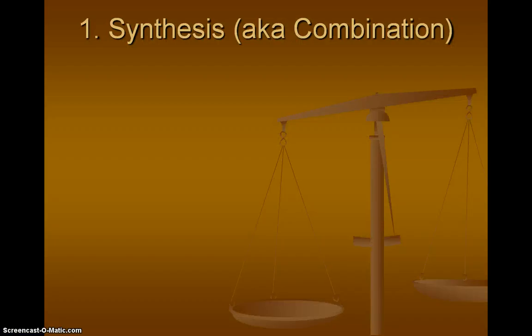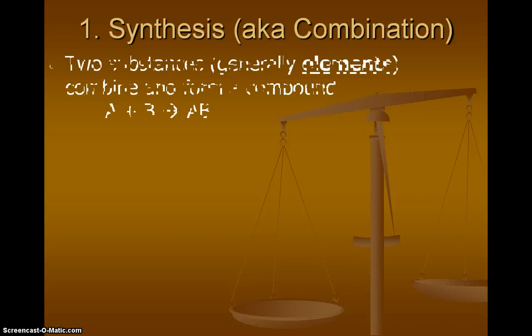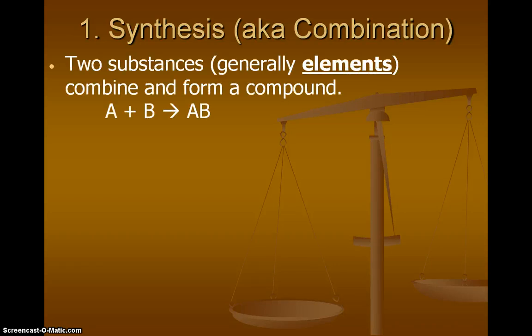So a synthesis reaction is also called a combination reaction, and the word synthesize means to put 2 things together or to build something. So generally a synthesis reaction starts with 2 substances that are typically elements, and they combine to form a compound. So the general form here is that you have element A combining with element B to form a compound that is a combination of A's and B's. So one example would be hydrogen gas plus oxygen gas gives us H2O, water.